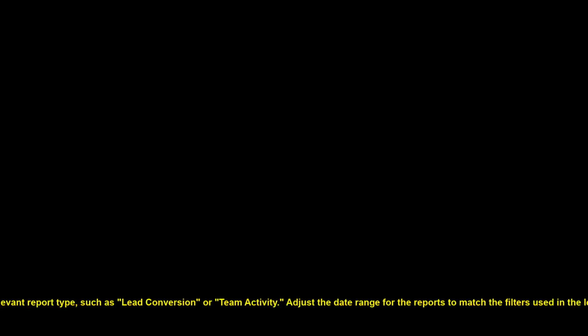Switch over to the Reports section in the main menu to access team performance metrics. Select the relevant report type, such as lead conversion or team activity. Adjust the date range for the reports to match the filters.